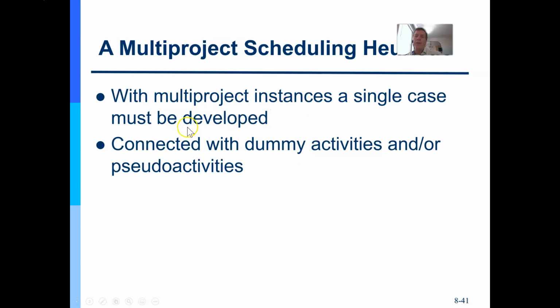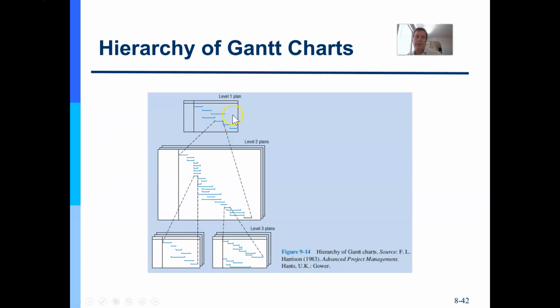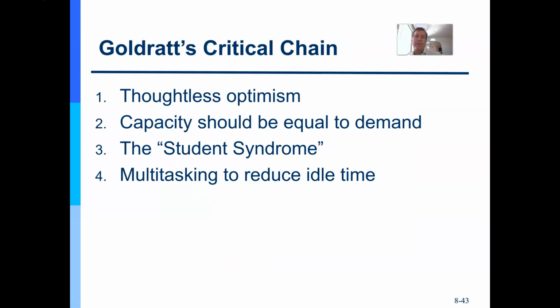There are other things addressed in the book for multi-project scheduling heuristics, so you should make sure you read that as you go along. And of course, Gantt charts can be useful in the expression of these to identify linkages between the various program and project efforts throughout, right?